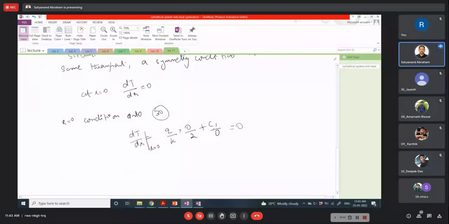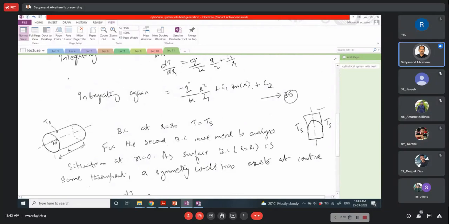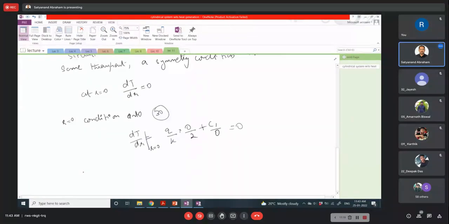This is possible only if c1 is 0. That means that term doesn't exist at all. There shouldn't be a term which has 0 below. From the basic equation also, we can see that c1 times ln r comes into picture. As previously said, for a solid cylinder, r equals 0 also comes into picture, so that is part of this domain. Therefore, this solution is bounded only if c1 is 0. Otherwise this is unphysical. If c1 is equal to 0, then everything is going to be fine.